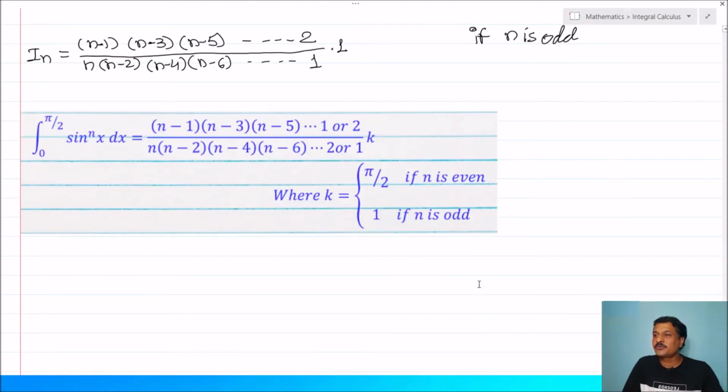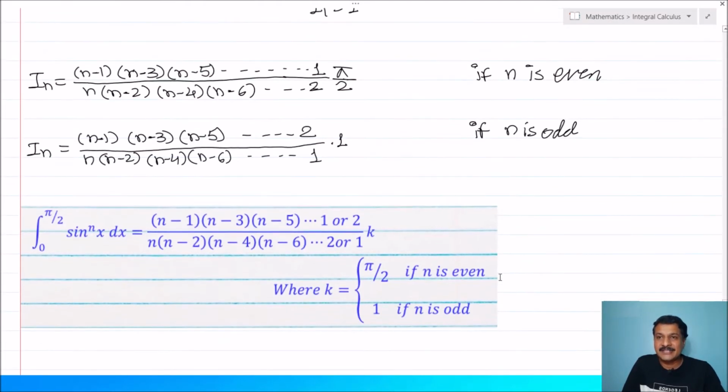Integration from 0 to pi by 2 of sin x raised to n dx equals (n minus 1) into (n minus 3) into (n minus 5) dot dot dot equal to 1 or 2, that depends on whether n is even or odd, upon n into (n minus 2) into (n minus 4) into (n minus 6) dot dot dot into 2 or 1 into k.